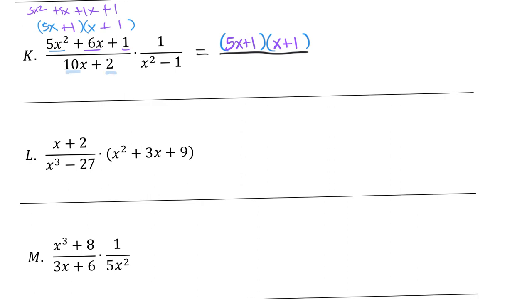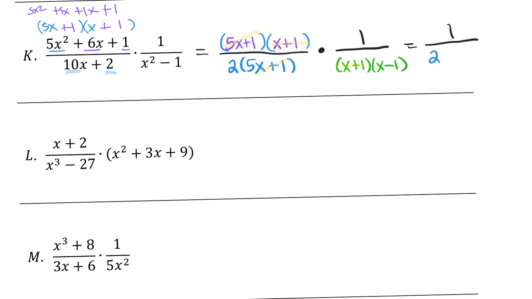Okay, 10 and 2. I can't take out 10, but I can take out 2. They both divide by 2. If I do that, that's 2 times 5x is 10x. 2 times 1 is 2. And that actually looks better because I can already see something canceling. Okay, second fraction. The 1's fine. X squared minus 1 is x plus 1, x minus 1. Okay, let's see what we got. Cancel. Cancel. So we're left with the 1 at the top. We have that little 2 at the bottom. And we also have an x minus 1 at the bottom.